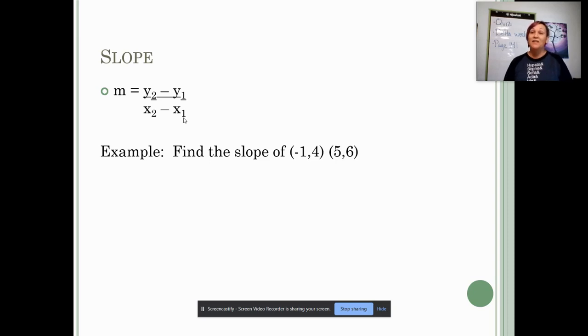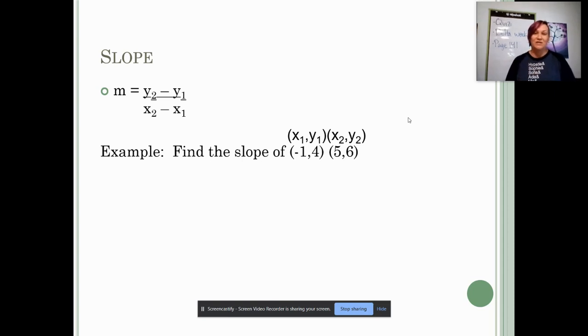So one thing that I like to do before I get started is I like to label my ordered pairs with x1, y1, and x2, y2. It doesn't matter which ordered pair you say is 1 or 2, as long as you're staying consistent. So if this is an x1, that has to be a y1. And if this is x2, that has to be y2. You can't mix and match the ones and the twos. You do always have to make the first number x and the second number y because it's alphabetical order, and that's how ordered pairs work.